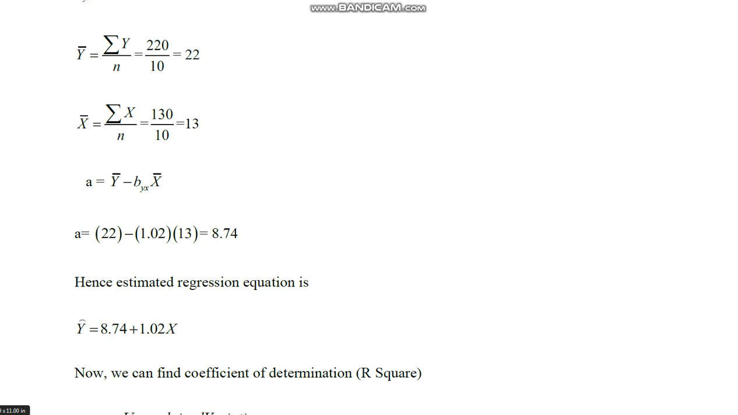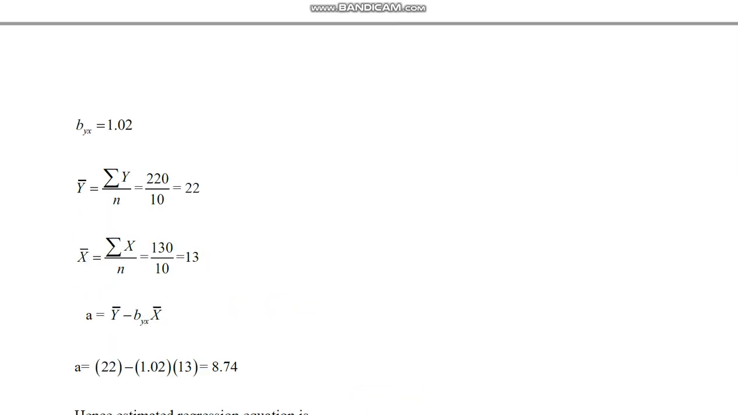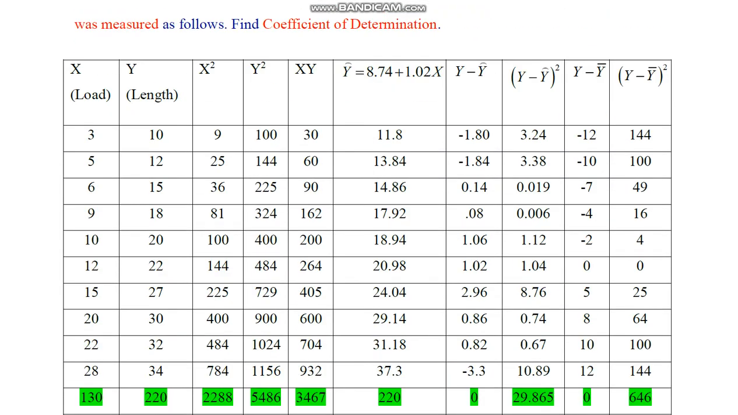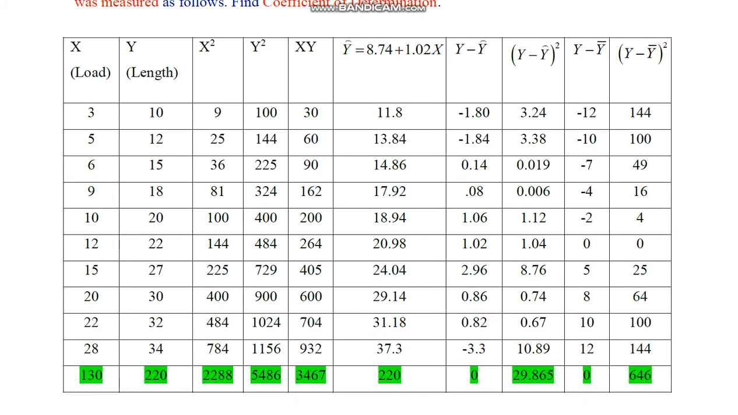Now we have the value of y cap to determine our coefficient of determination. So put these values here in this table. We calculate this value: put x is equal to 3, multiply by 1.02 and then add the intercept. We got this observation. In a similar fashion, put x equal to 5 here, multiply 5 by 1.02 and add this term. So we got the values of y cap.